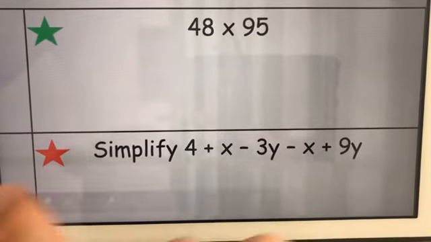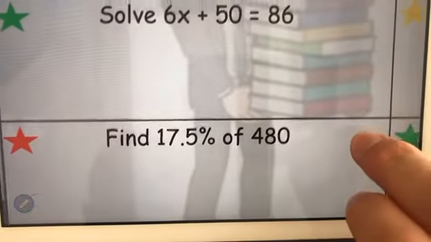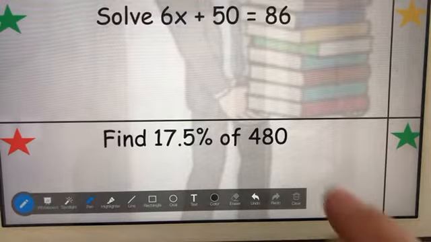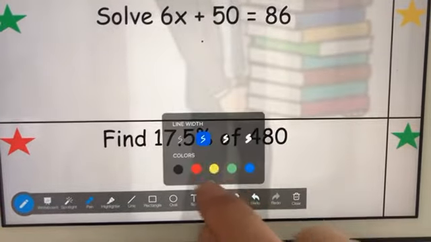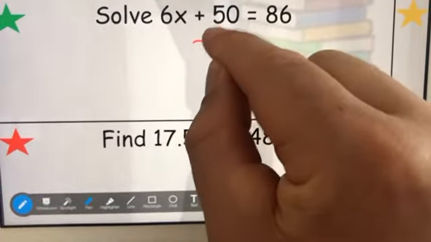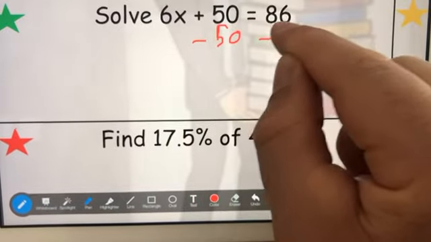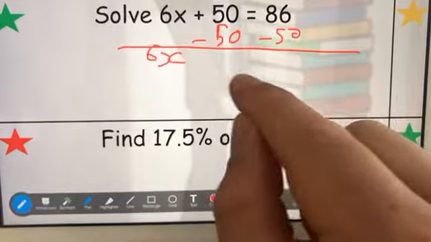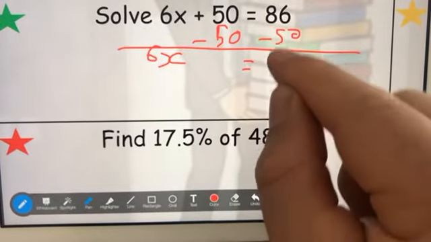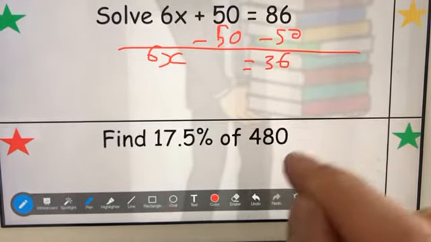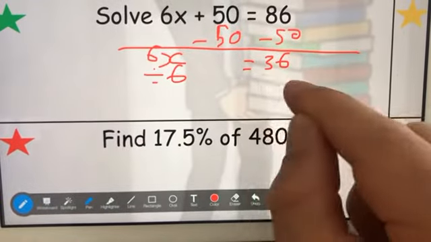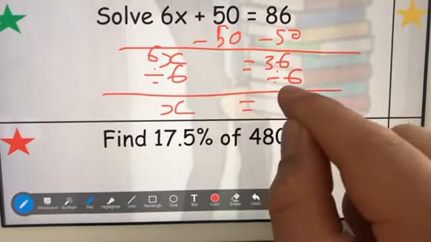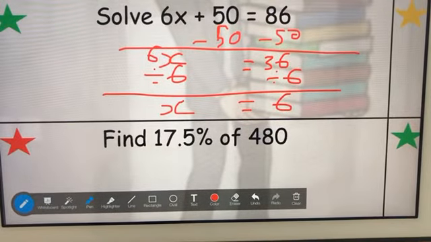Next one. 6x plus 50 equals 86. I'm going to get rid of that plus 50 first. In order to get rid of a plus 50, I'm going to take away 50 from both sides. I end up with 6x. Plus 50 minus 50 makes nothing. 86 take away 50 is 36. And then I'm going to divide by 6. I know that x equals 36 divided by 6, which is just 6. That's 3 points.